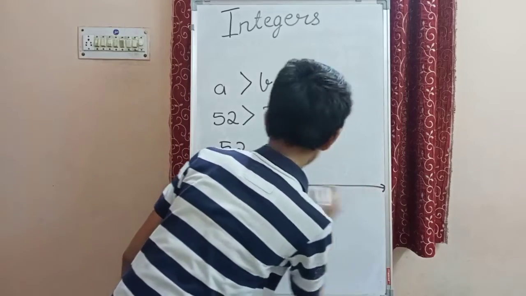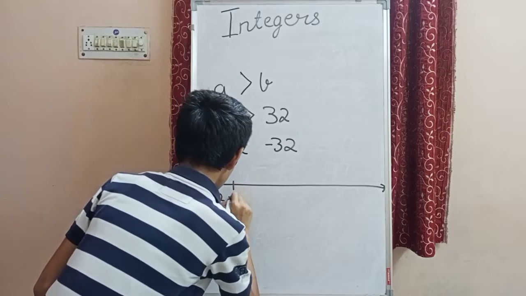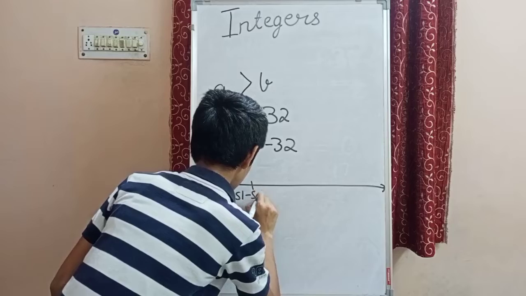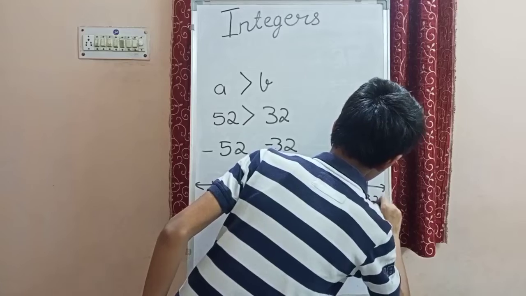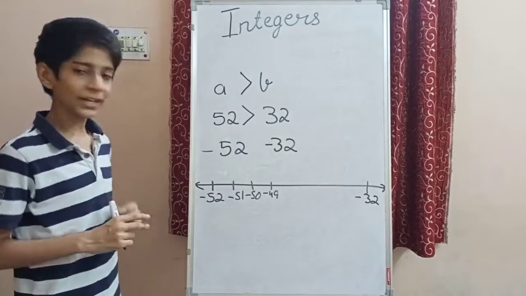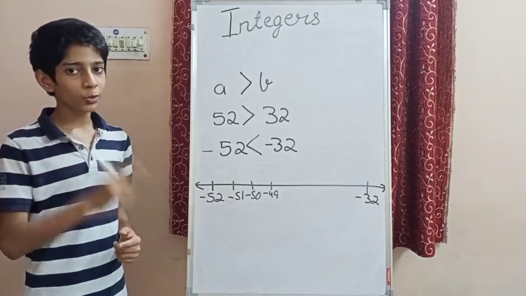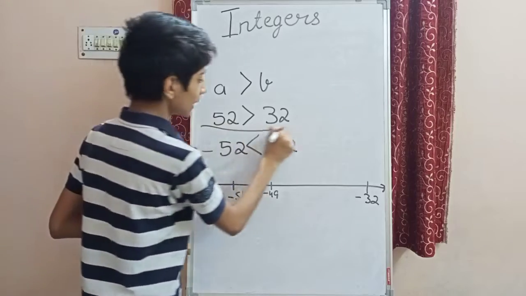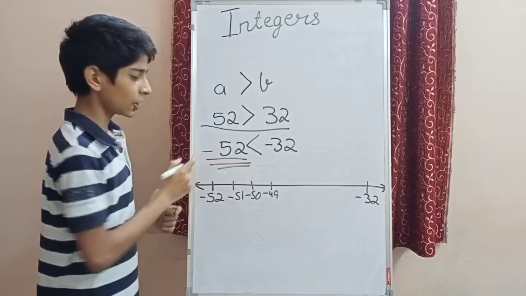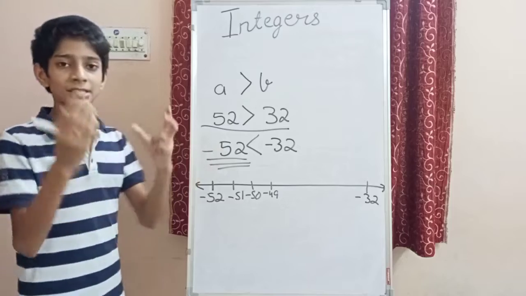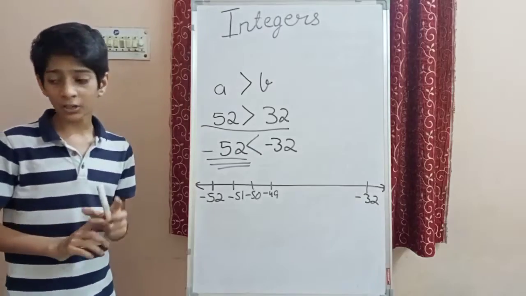So the number line is like this. And here it is -52 and then -51, then -50, then -49, and then here -32 will come. So is -32 at the right of -52? Yes. It means -32 is greater than -52. So what does the fifth rule say? That the greater the number, the lesser is its opposite. In the negative form, the number is less than the opposite number. So now you are clear with the fifth rule also. Now the rules are ended.